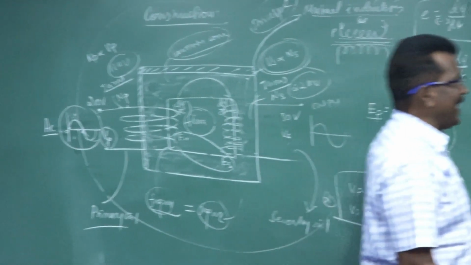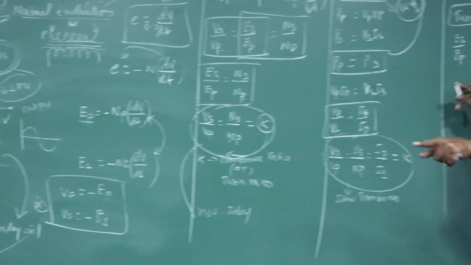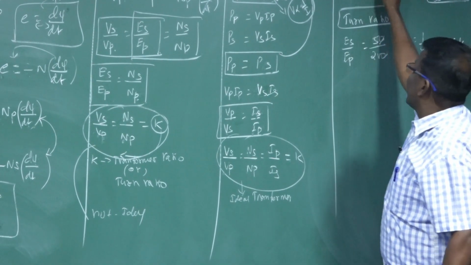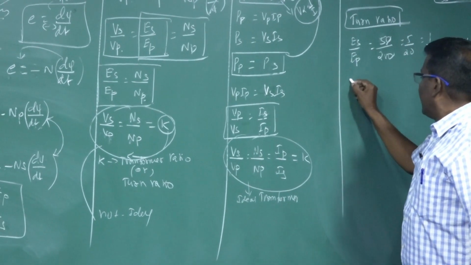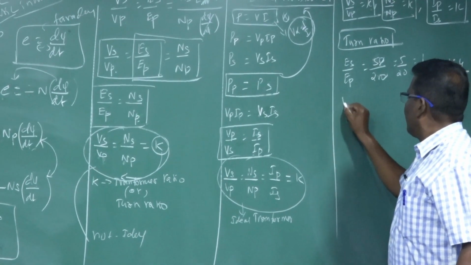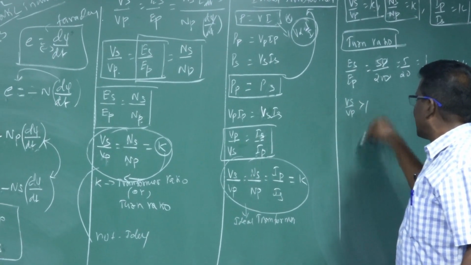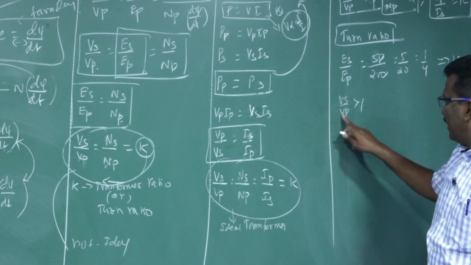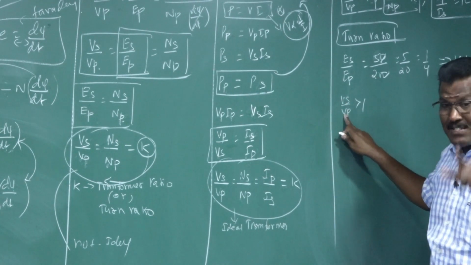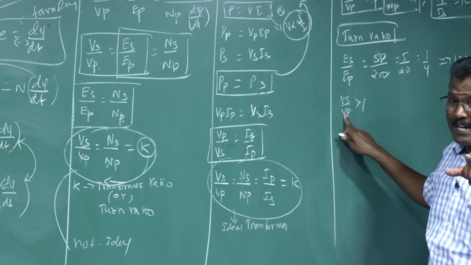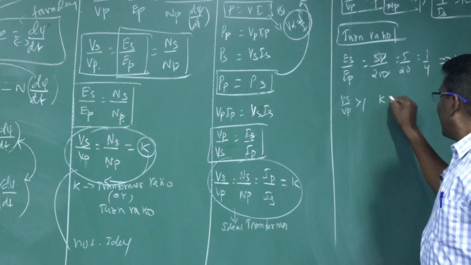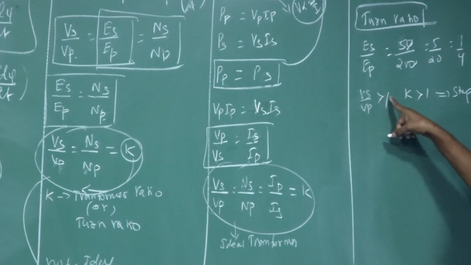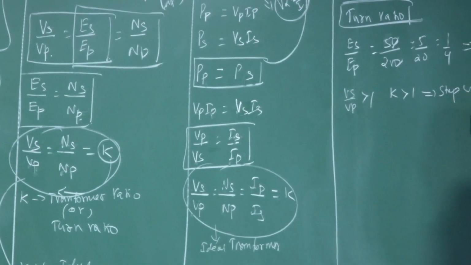By using the K value, we can find out whether the given transformer is a step-up or step-down transformer. We know K is equal to Vs by Vp. If Vs by Vp is greater than 1, definitely the value would be greater than 1. So if the K value is greater than 1, it is a step-up transformer.